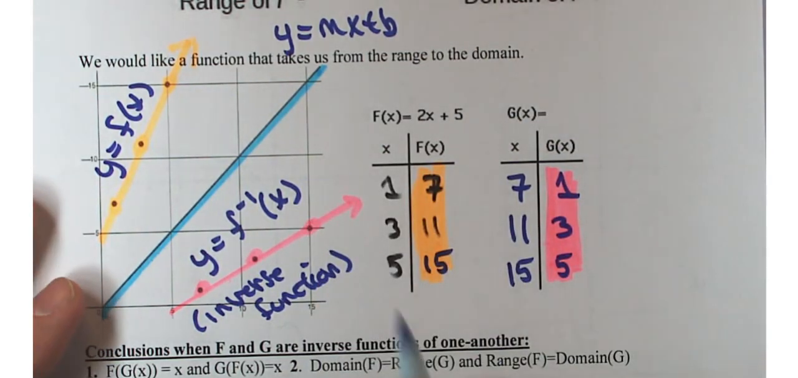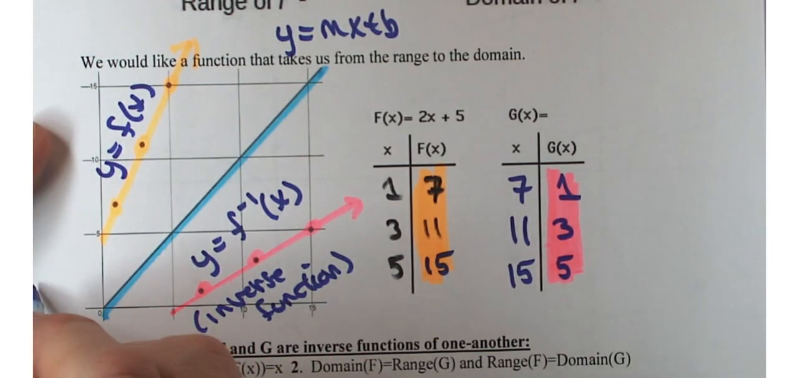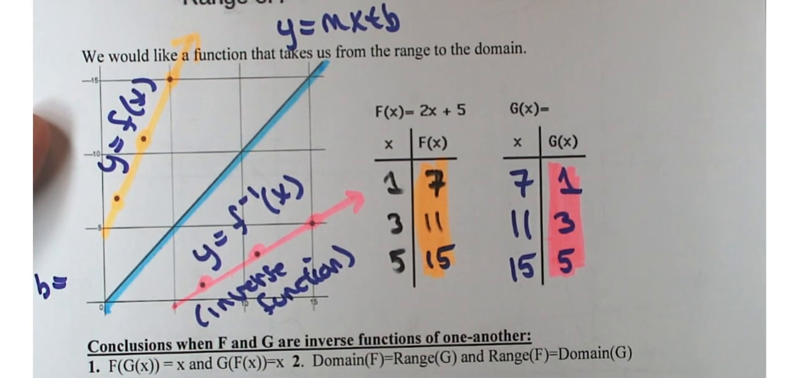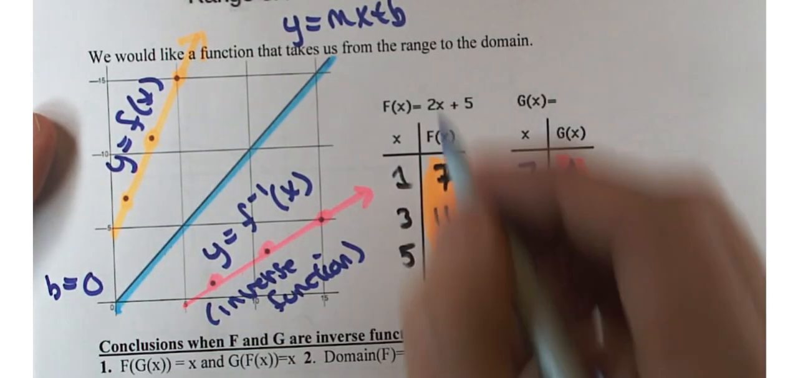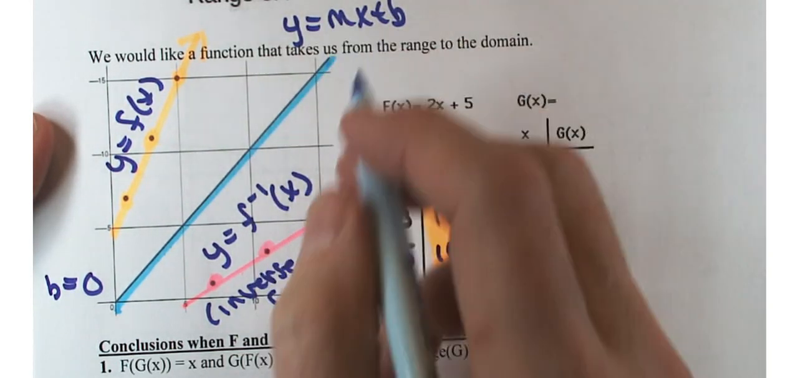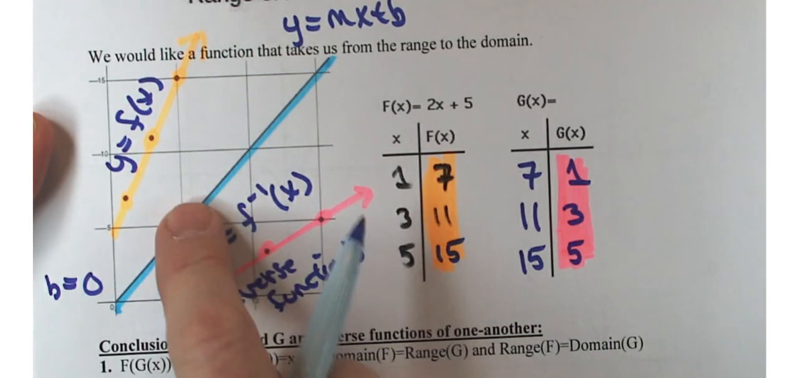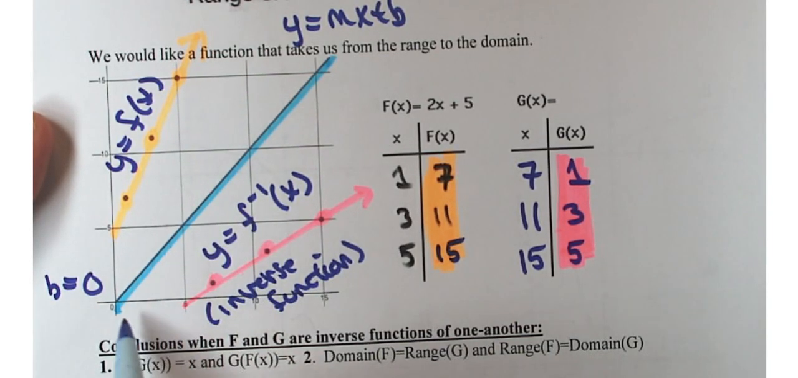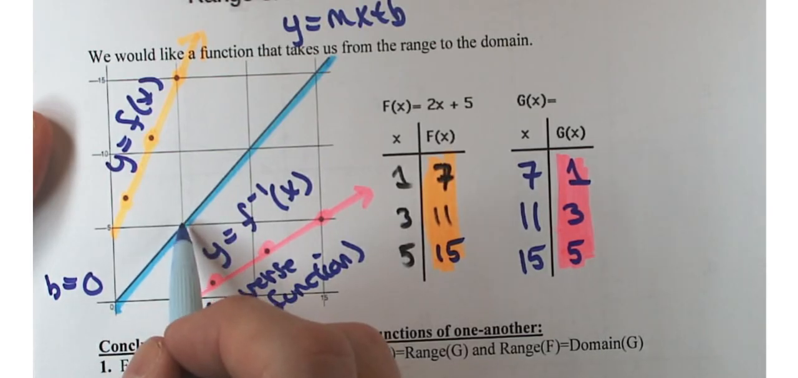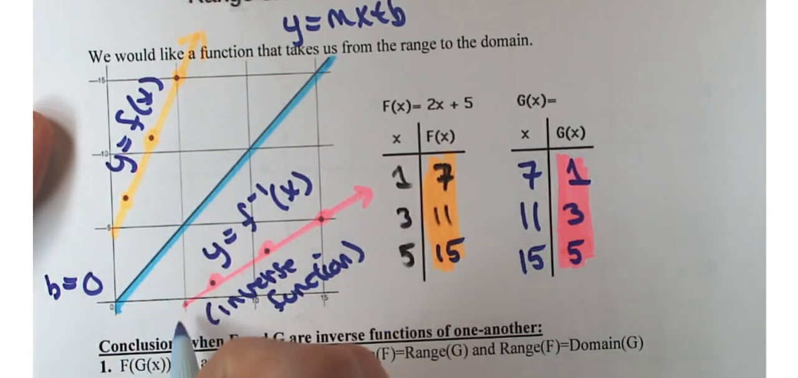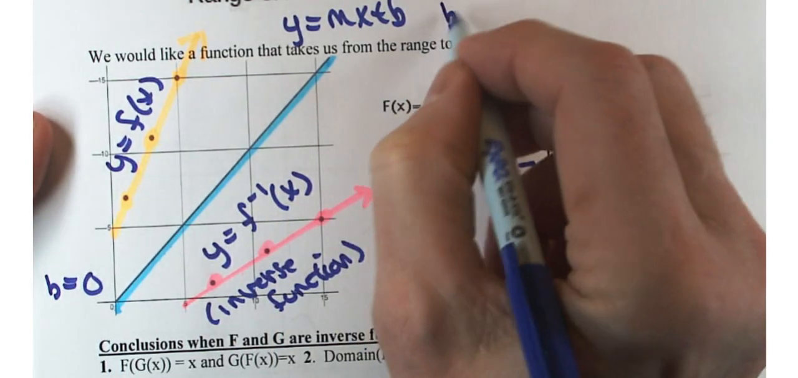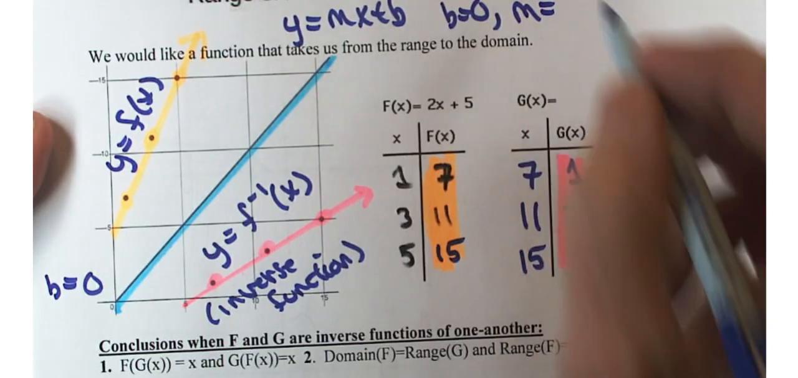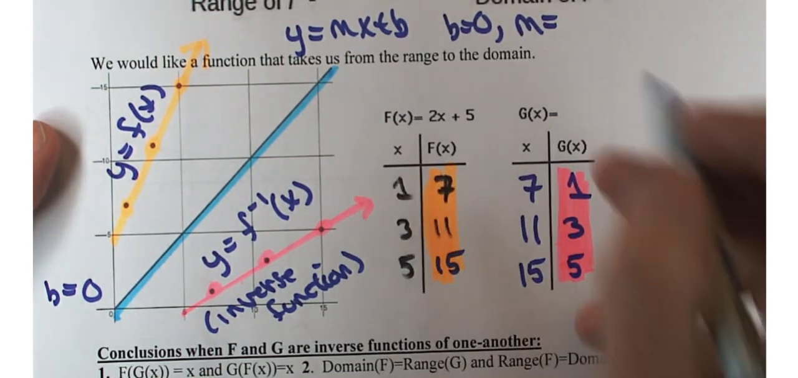So let's start out with B for this. What's the y-intercept for this graph? 0, right? Okay. So that just gives us y equals mx. Now we need to figure out what the slope is. If I go over 5 and up 5, then the ratio of the rise over the run is 5 over 5. So B equals 0. What does M equal? 1.